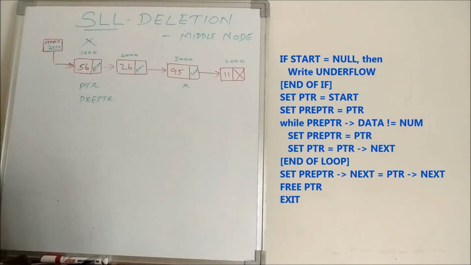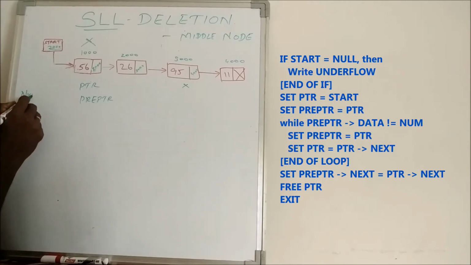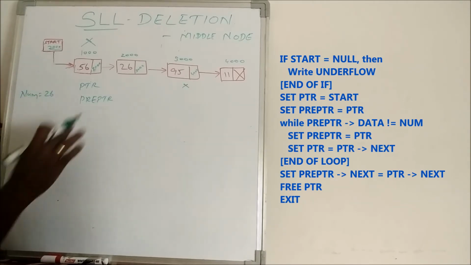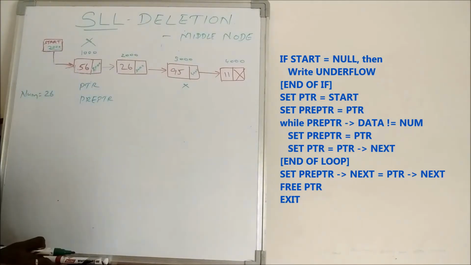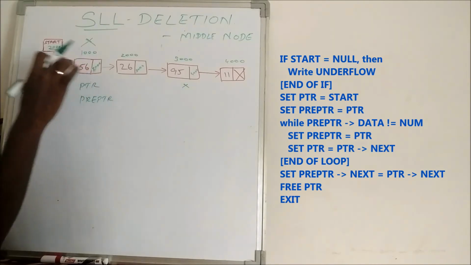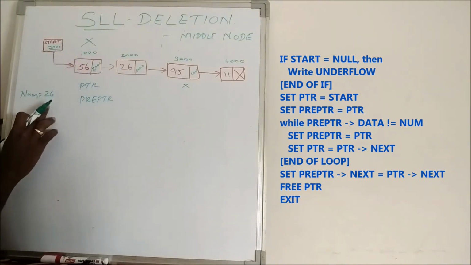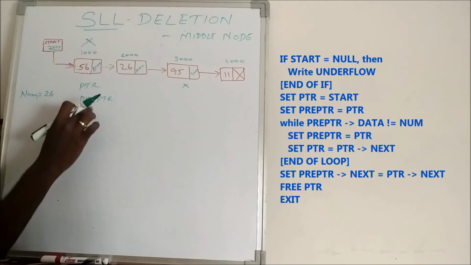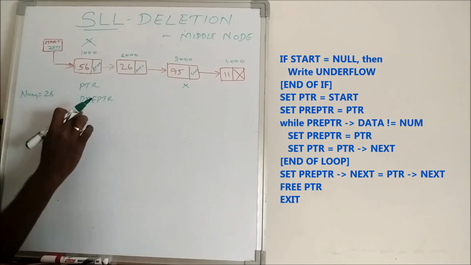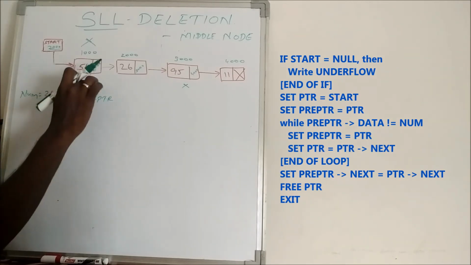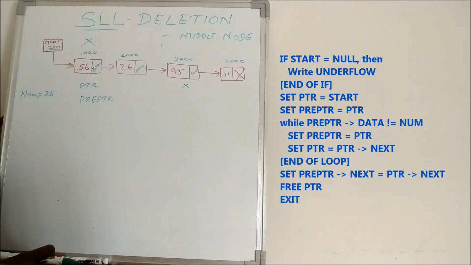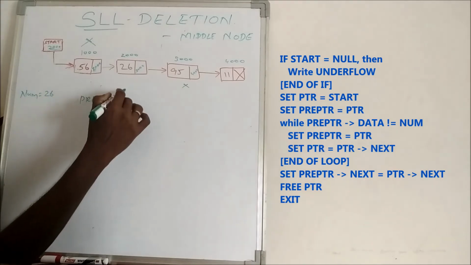Now there is a while condition. We check whether pre-pointer's data is not equal to num. What do we have in num? We said num is equal to 26. So pre-pointer's data is not equal to this value. The condition is true. Now pre-pointer is equal to pointer, so there is no change in pre-pointer, because both are already pointing to the same location. Pointer is equal to pointer next. Now this will become the pointer.